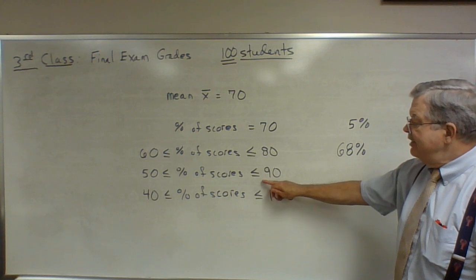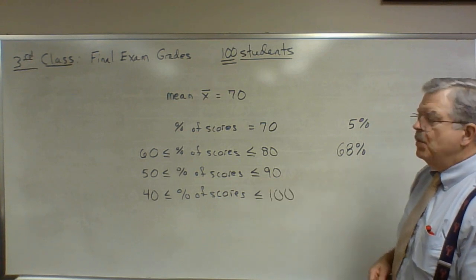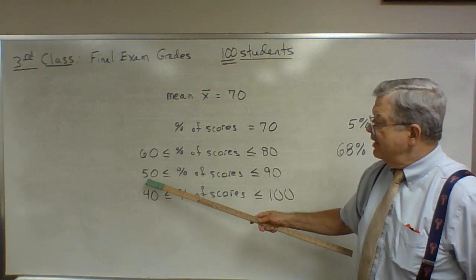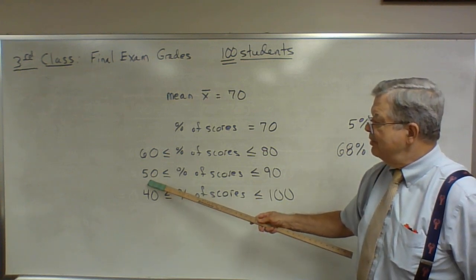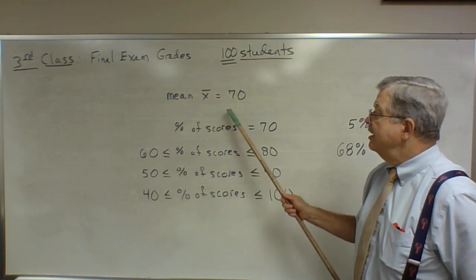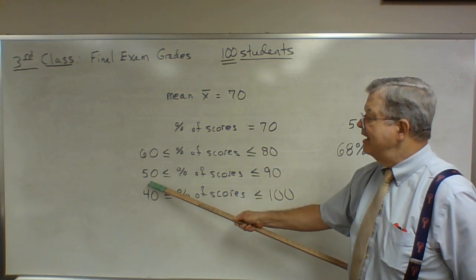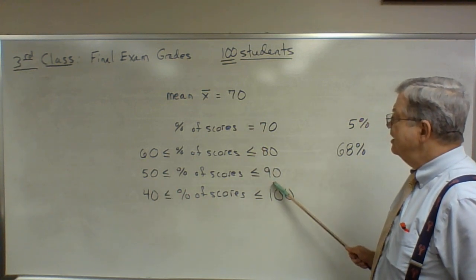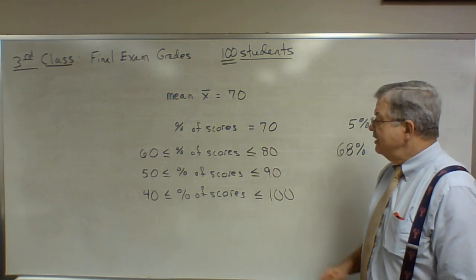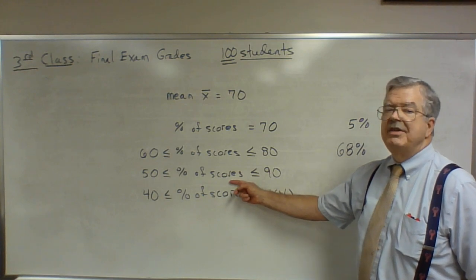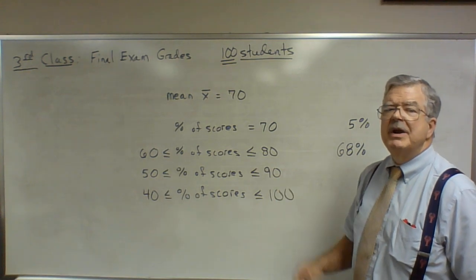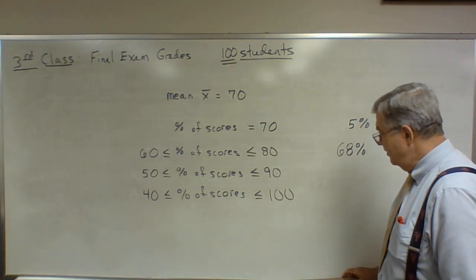And let's say that we take a second category. We widen the category by 10 more points. So we have all the students who scored between 50 and 90. 50 is 20 points below the class average. 90 is 20 points above the class average. So we're looking at the percentage of students who got within 20 points of the class average one way or the other. Within 20 points of the mean one way or another.